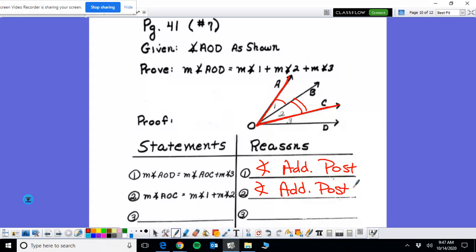Okay, now for this line, this is pretty easy. You always know what to put here. This is always the prove line. So we basically just have to write out what we're trying to prove here. So the measure of angle AOD is equal to the measure of angle 1 plus the measure of angle 2 plus the measure of angle 3. And I'm going to hit the pause here.